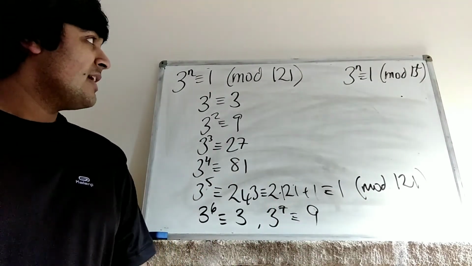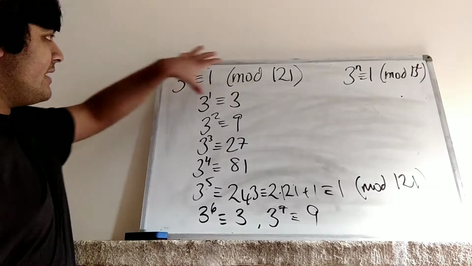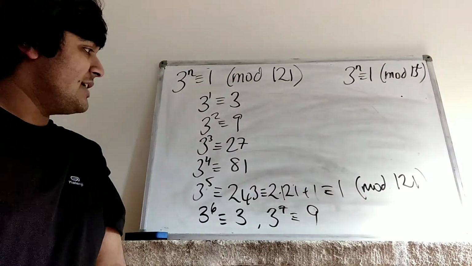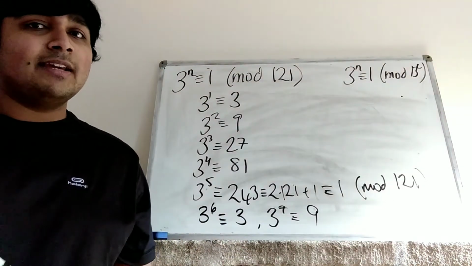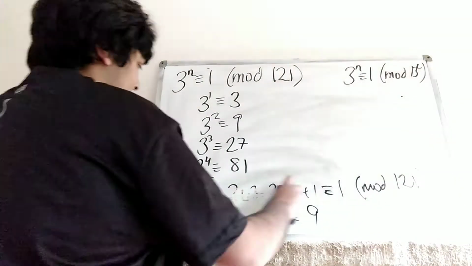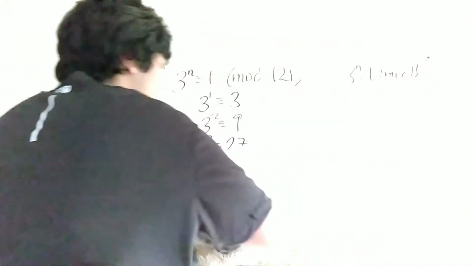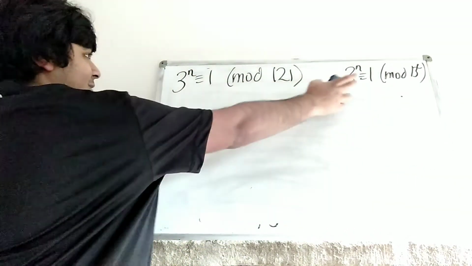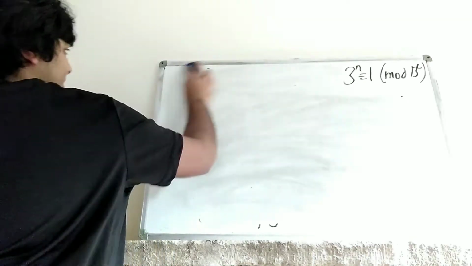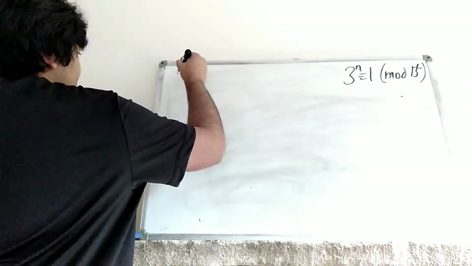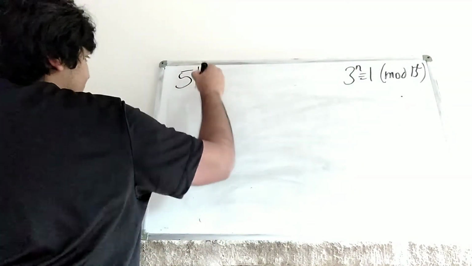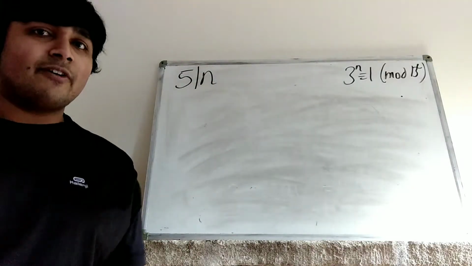So for 3 to the n to be congruent to 1 mod 121, it must be that n is a multiple of 5. So we've deduced one condition from this equation, in that n must be a multiple of 5. But that doesn't mean that n equals 5, because we still have to make sure we satisfy the other condition. So we have that n is a multiple of 5, or in other words, 5 divides n.